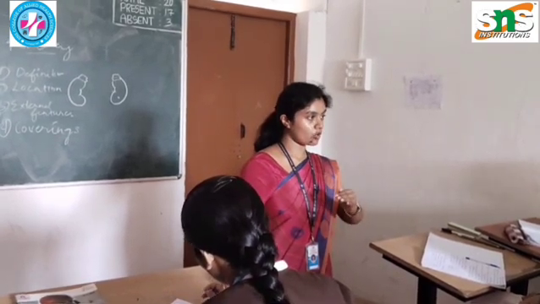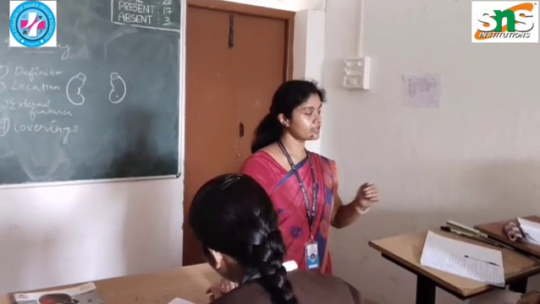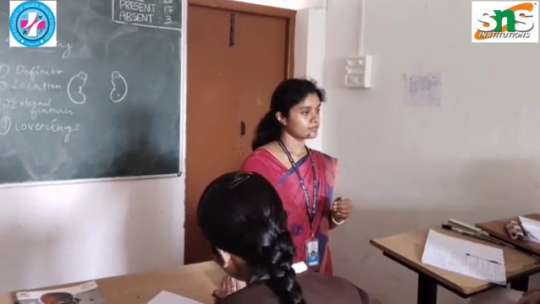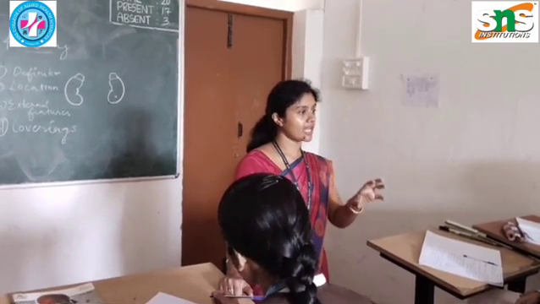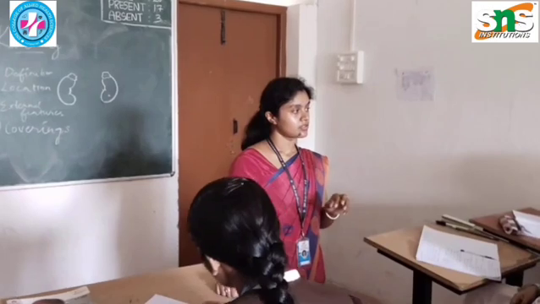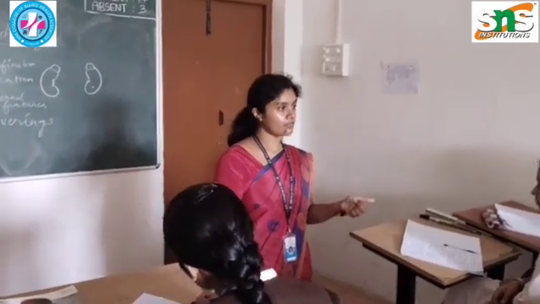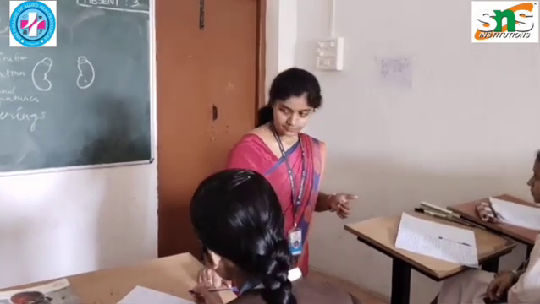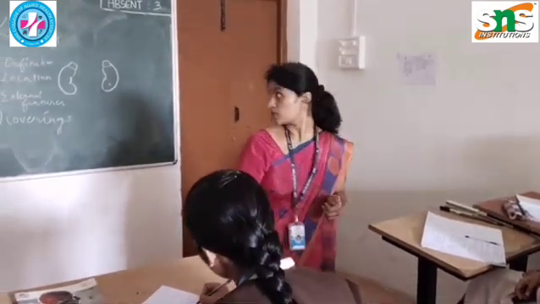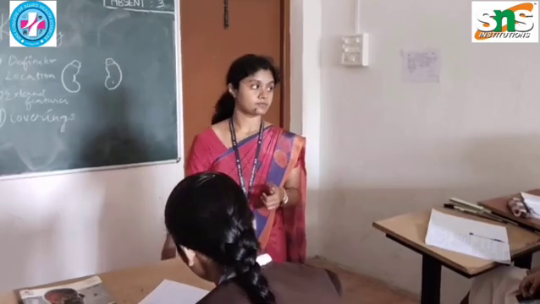So what is the location of your right kidney? It will be slightly below the left kidney. Why? Because that gap is occupied by your liver. How will your right kidney look? Shorter and broader, and your left one will be narrower and longer. Okay, fine.